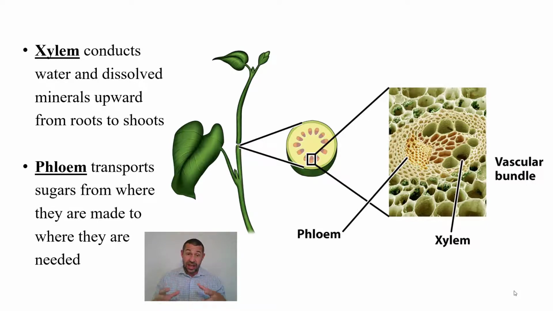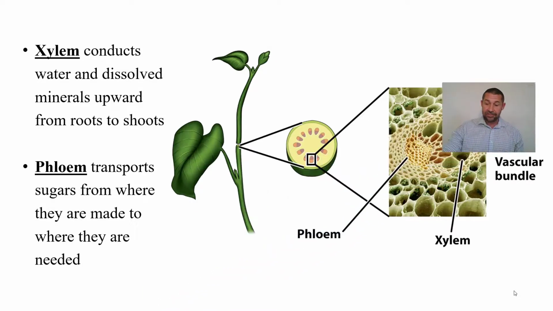They create this incredible, tremendous negative pressure to move this water upwards without expending any energy. The phloem down below there is going to transport glucose from the leaves in multiple directions to cells where it is needed in order to do cellular respiration and gain ATP.